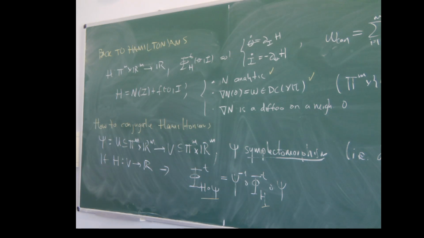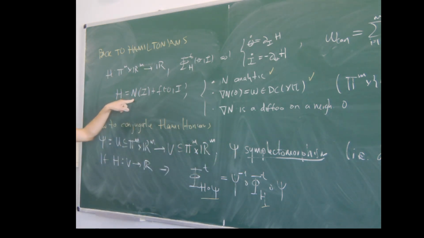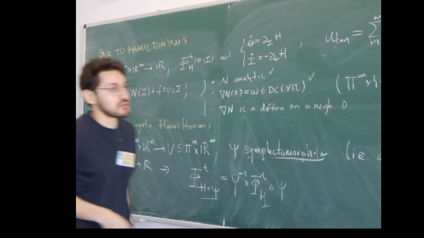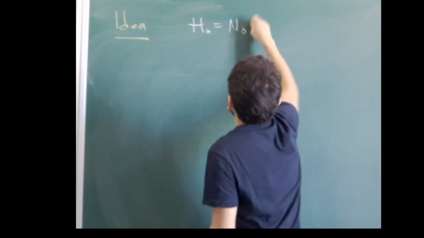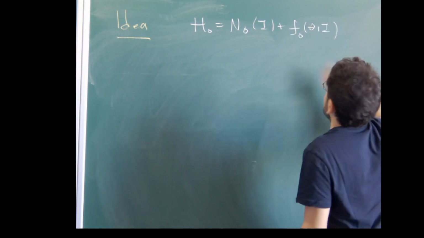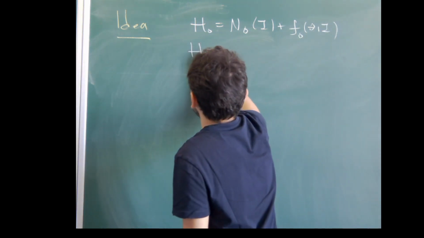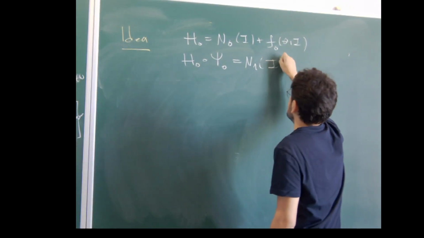So the whole game in this setting is now, okay, I know that I can conjugate by transformations of this kind. I start with something like this. I can try to compose it to find a better form, exactly as we were doing before. So now the game. So what is the idea? I start with H0, which looks like N0 of this plus F0 of theta I. And I want to conjugate by this and obtain some transformation like this, for example.